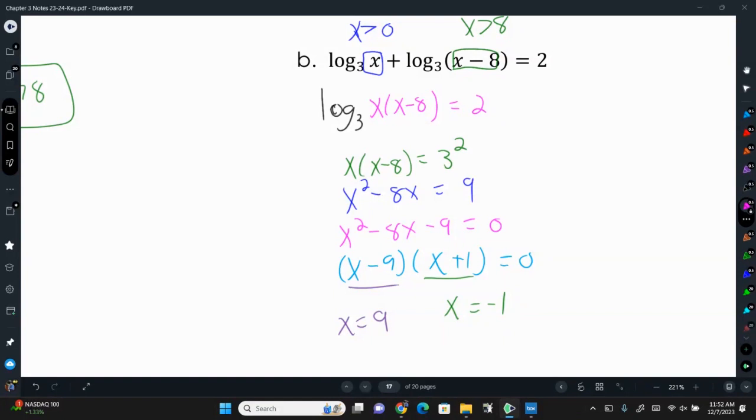However, x equals negative 1 can't be a solution because up here we said x has to be greater than 0. And x has to be greater than 8. The only one that fits that is x equals 9. So this is an extraneous solution.